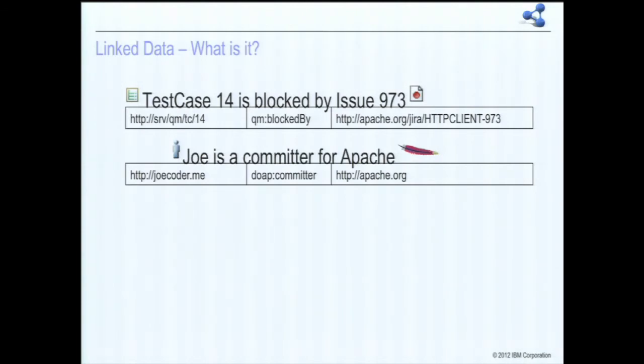It stores information about the relationship, the status of it, and the fact that it's blocked by some other issue or thing out there. And then, of course, with Joe as a committer, we see that there. So then following on rule two and also three, obviously we see these are HTTP URIs and we can do GETs on them. So let's look up issue 973 and see what interesting thing we find there.